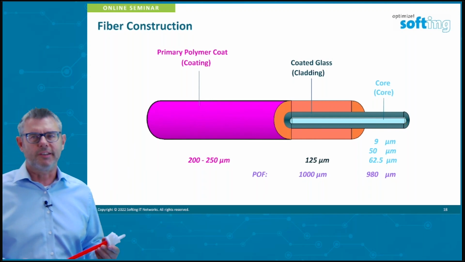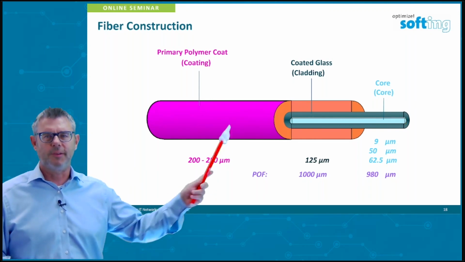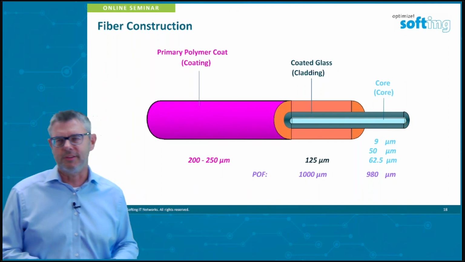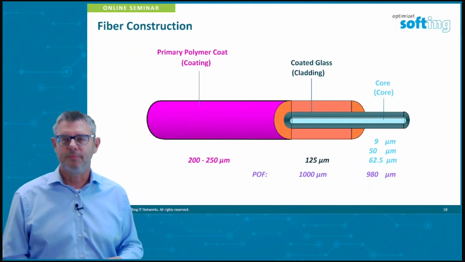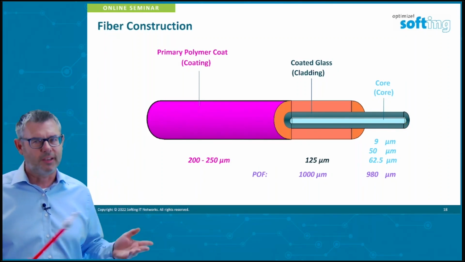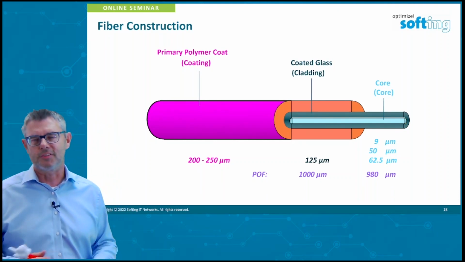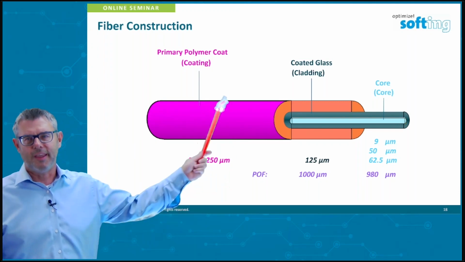To give you a little comparison, what is 125 micrometers? 125 micrometers is about the diameter of an ordinary hair. A hair has about 90 to 100 micrometers of diameter. So we are talking here about transmitting the data in a hair.